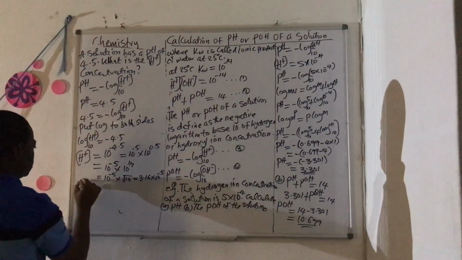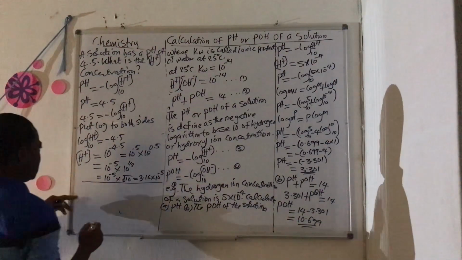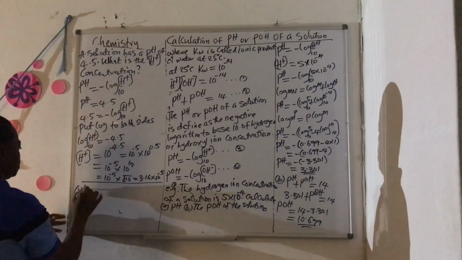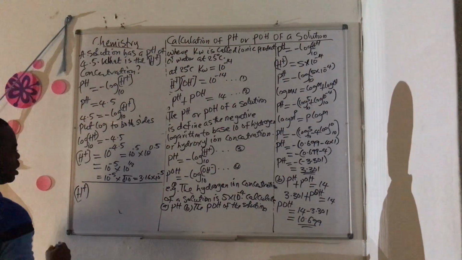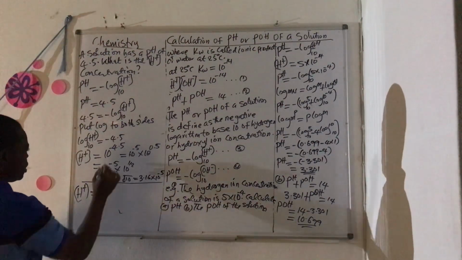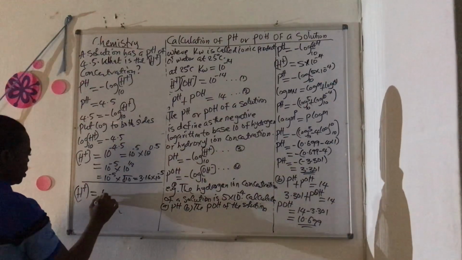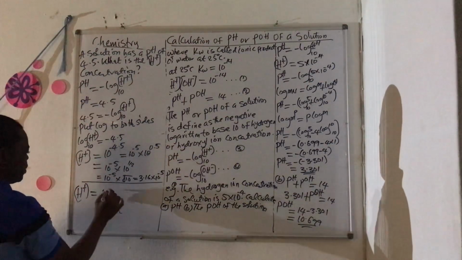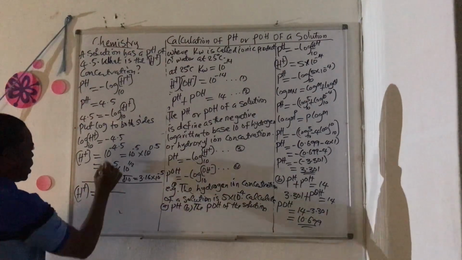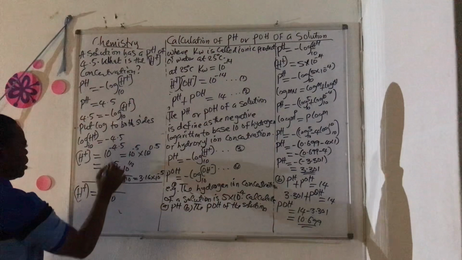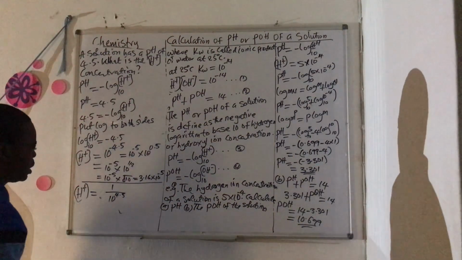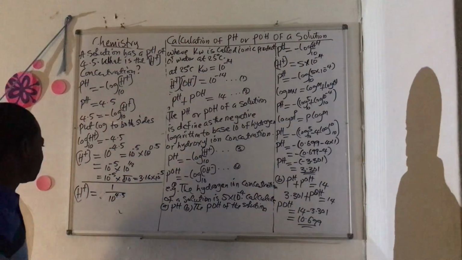But if you want to do the shortcut, the hydrogen ion concentration is equal to 10 raised to power minus 4.5. You should write the expression like this: 1 over 10 raised to power 4.5. You use your calculator and press this, and the answer will come out.